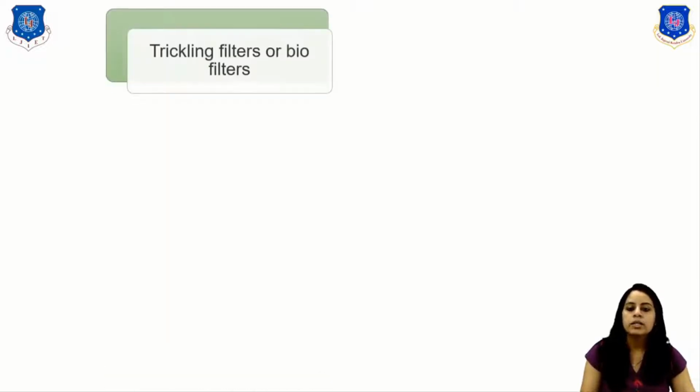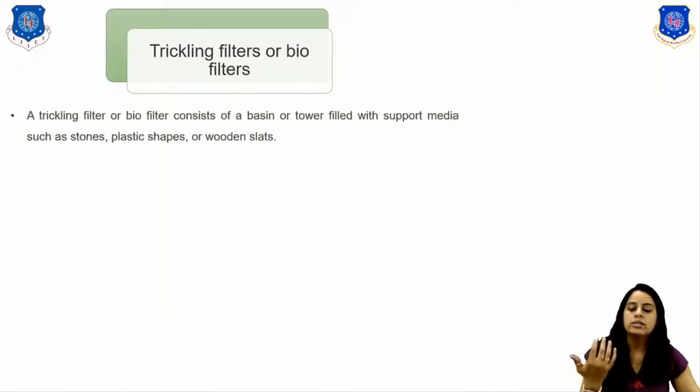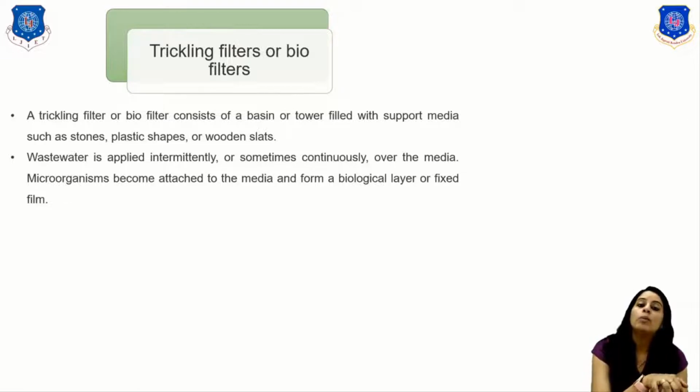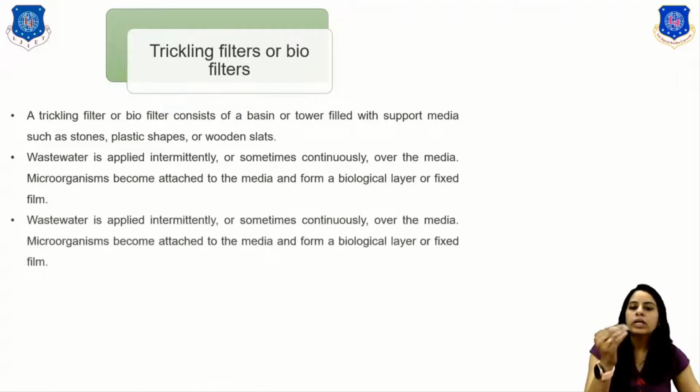First of all, we discuss the trickling filter. So what is a trickling filter? It consists of a basin filled with support media such as stone, plastic slabs, or wooden slabs. After that, the wastewater is applied intermittently or sometimes continuously over the media. So the microorganisms become attached to the media and form a biological layer or fixed film, right? Then wastewater is applied continuously or intermittently over the media.